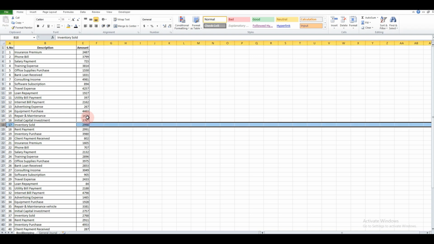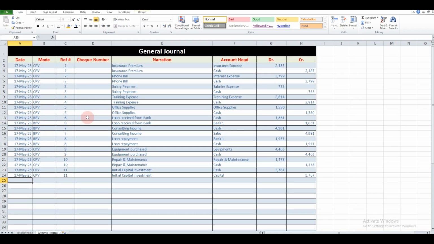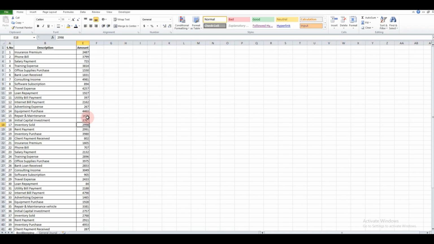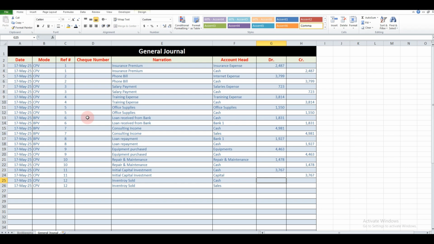Now the 17th entry is inventory sold, cash payment. It's an income account. Inventory sold, cash debit, sales credit, 29.98.